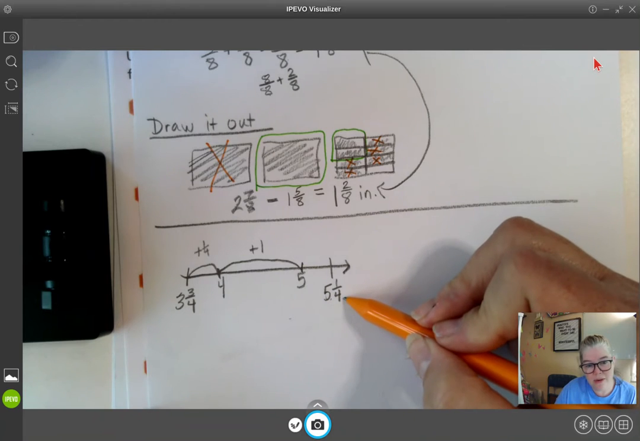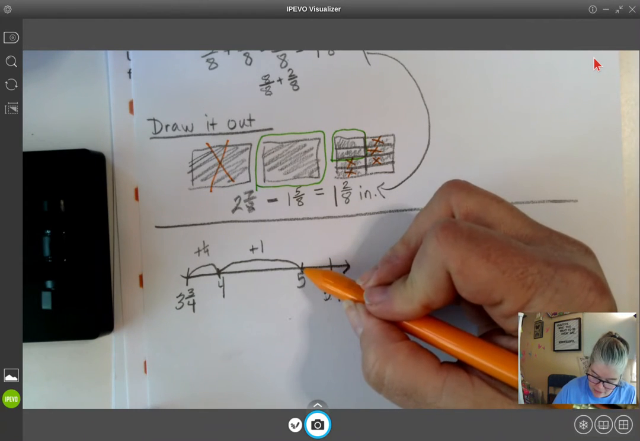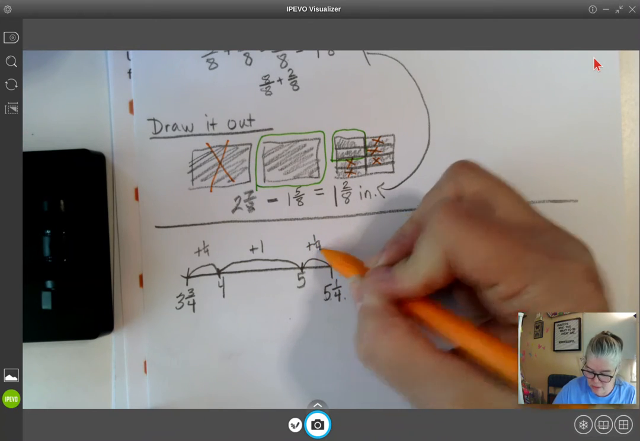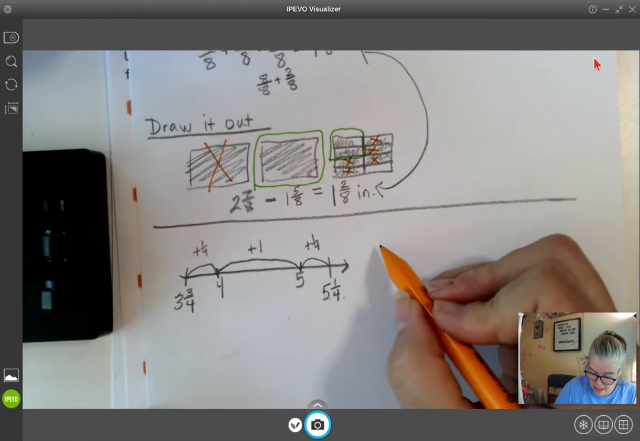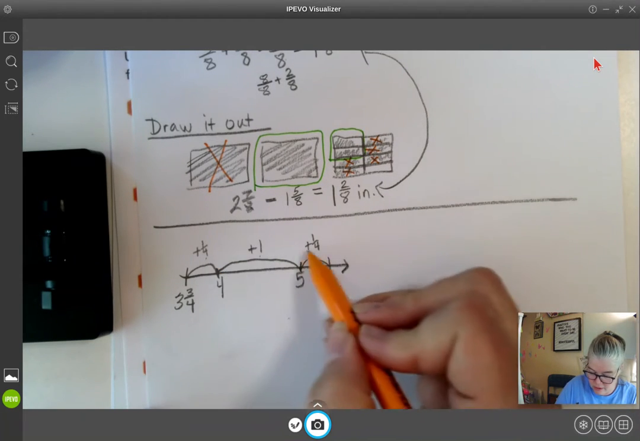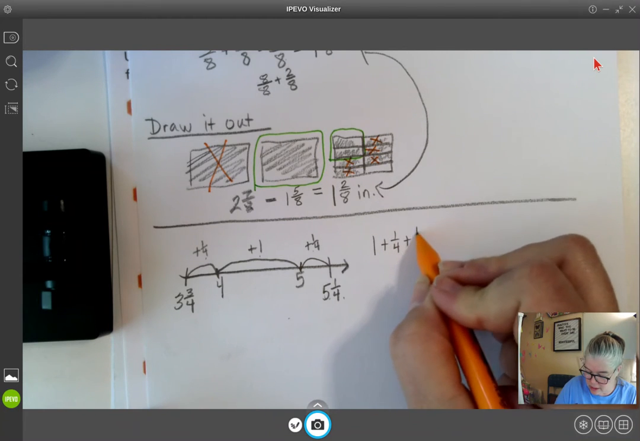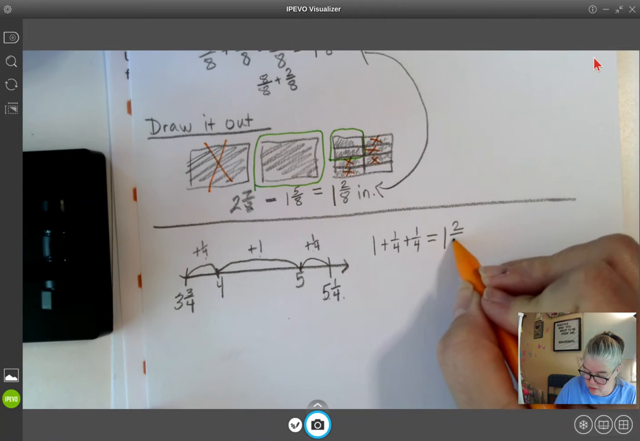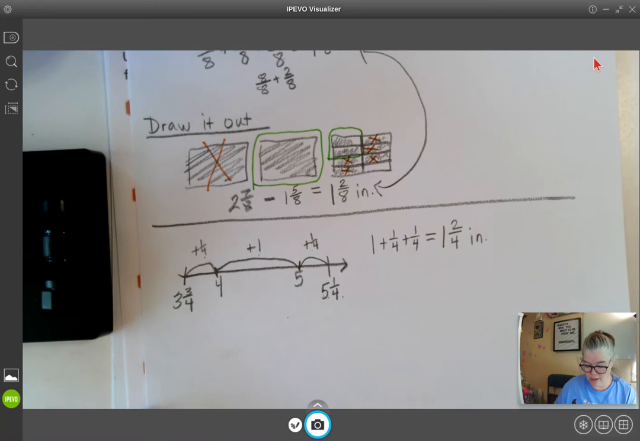So here's my 4, here's my 5. Now how much further do I need to go to get up to the 5 1/4? Well, if I'm at 5, I need to jump up 1/4 more. So plus 1/4. So let's put all those together. I have 1 plus 1/4 plus 1/4. 1 plus a 4th plus another 4th. That to me looks like 1 2/4. And I'm going to put my label on there, 1 2/4 inches.